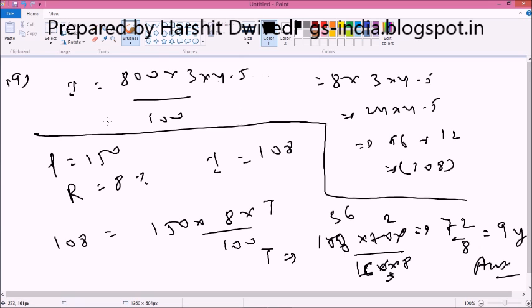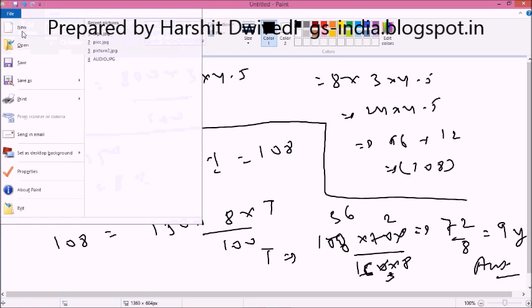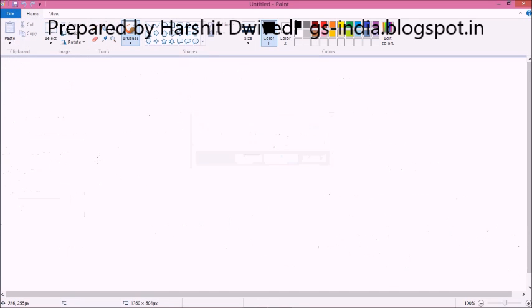Doubts can be cleared in the next question. Coming on to our next question, question number 10, the last question. Now what does question number 10 say? Question number 10 says 64 amounts to 83.20 in 2 years. What will 86 amount to in 4 years at the same interest? It is also a simple interest.